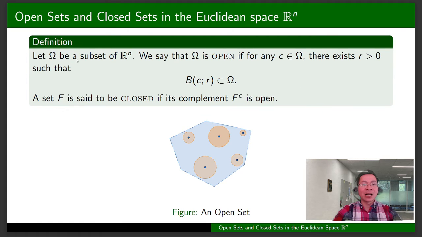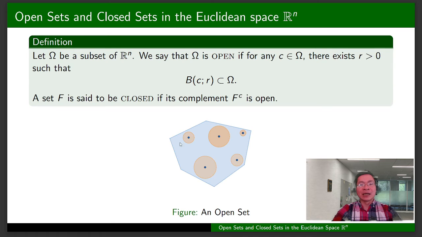Let omega be a subset of Rn. We say that omega is open if for any C in omega there is R greater than 0 such that the open ball with center at C and radius R is a subset of the set omega. The radius R depends on C in general, and a set F is said to be closed if its complement is open.